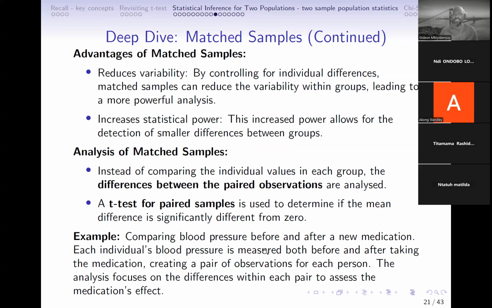For instance, you might want to compare the blood pressure before and after a new medication. I already mentioned the fact that this is commonly used in medical science. Each individual's blood pressure is measured both before and after taking the medication. And then you create a pair of observations for each individual, and your analysis would then focus on the differences within each pair to assess the medication's effectiveness.